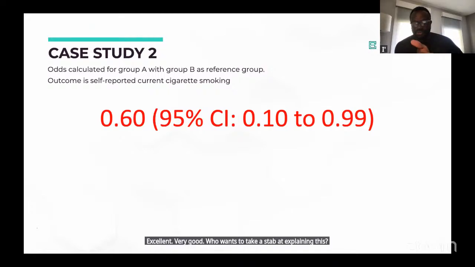Who wants to take a stab at explaining this? Again, we're talking about smoking. We're comparing males and females, with men as the reference group.